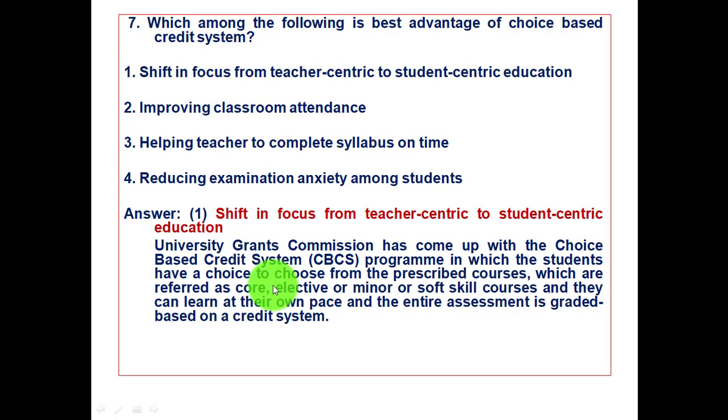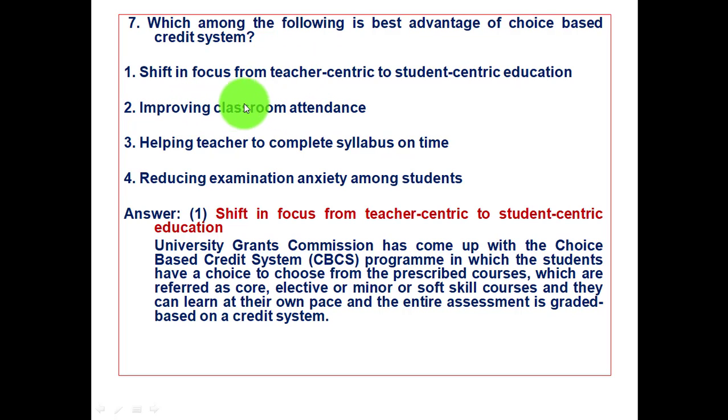Okay, a student can choose their own preferred subject. So what is the question asking? The question asks which among the following is the best advantage of choice-based credit system? So going through the options, shift in focus from teacher-centric to student-centric education. Yeah, it is matching, because the choice-based credit system is totally dependent on student-centric education. It is not on teacher-centric.